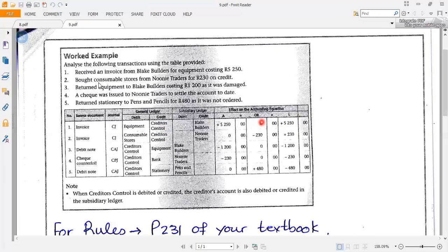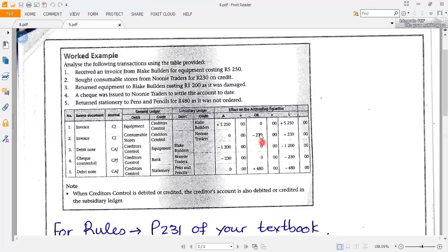Next one, bought consumable stores from Nooney Traders for 230 on credit. Again, invoice, CJ, then it's consumable stores, credit creditors control. Debit consumable stores, credit creditors control. Ignore the subsidiary ledger for now. When we return to class, I will show you that. Okay, learners. So consumable stores is an owner's equity. It's an expense item. So it's going to be minus under O.